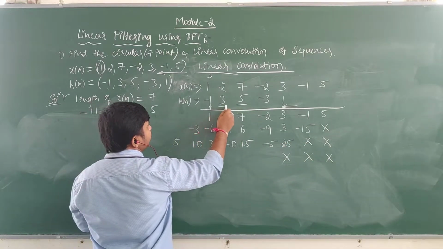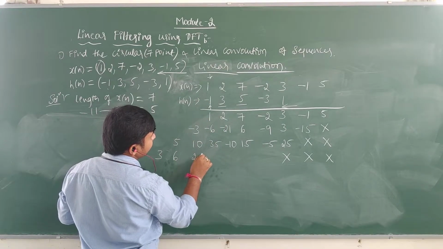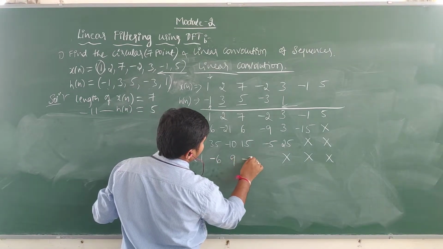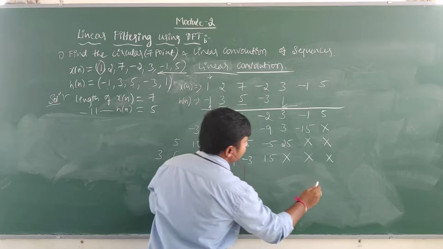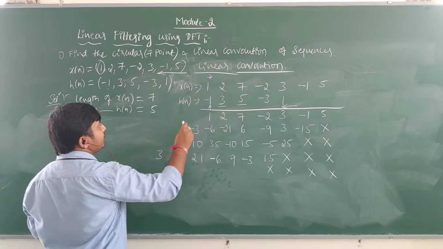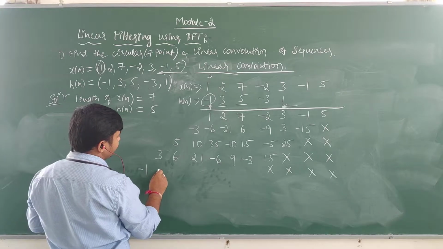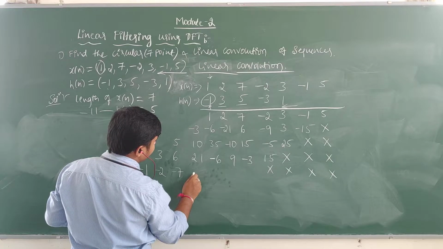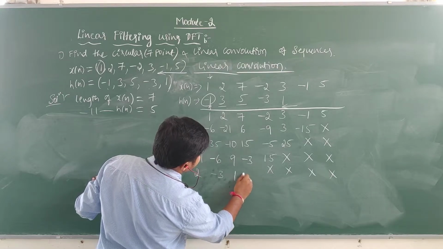So next element is 3. 3 ones are 3. 3 twos are 6. 3 sevens are 21. 3 into minus 2, it is minus 6. 3 threes are 9. 3 into minus 1, minus 3. 3 fives are 15. So again leave one more space. Next element is minus 1. Minus 1 into 1, minus 1, minus 2, minus 7, plus 2, minus 3, plus 1, minus 5.